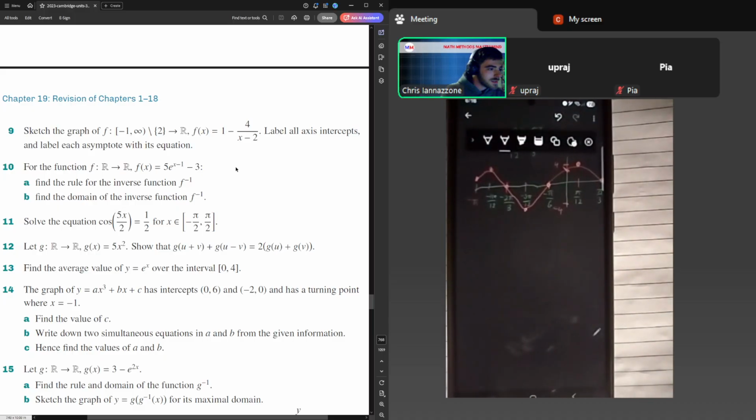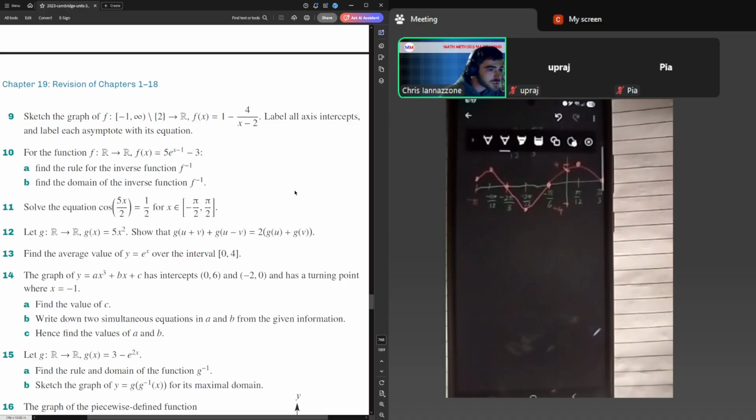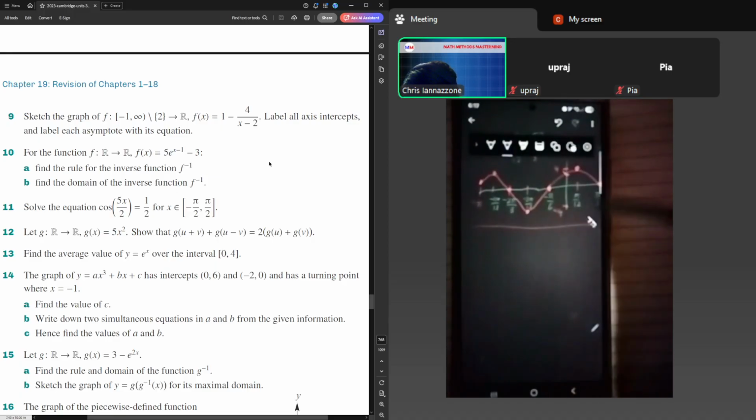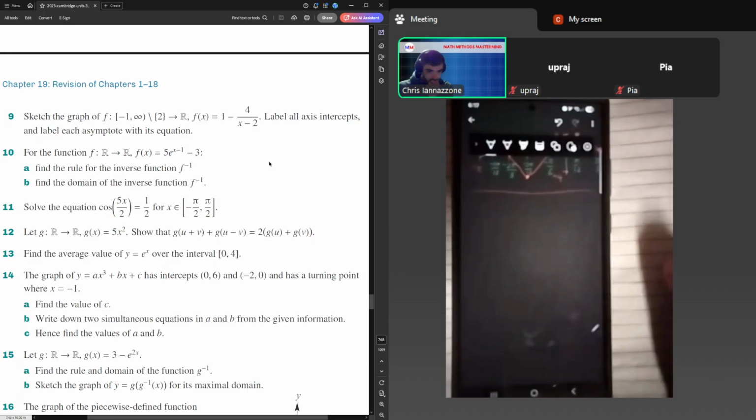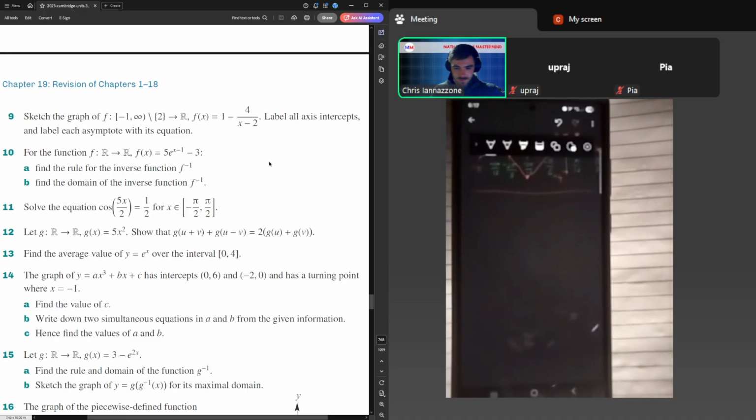But okay. Question 9. That's just sketching a hyperbola. We can do it if you like. I don't think hyperbolas are particularly difficult, but maybe someone wants a refresher on hyperbolas. Otherwise, we can move on to question 10, which is inverses. I'll leave it up to you guys, whoever wants to shout out first for it. Question 10? Yeah, sure, go for it. What do we have for question 10? How do we do inverses?